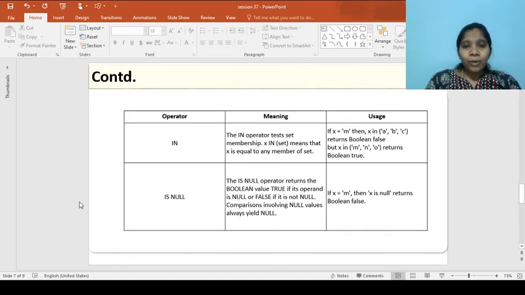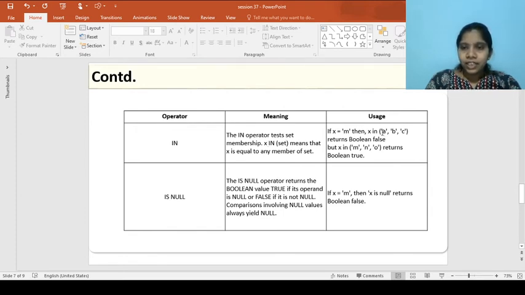The next comparison operator is IN. The IN operator is used to check the set membership. X in set. Here the set contains a set of values. Within this set of values, we have to check whether X is present or not.